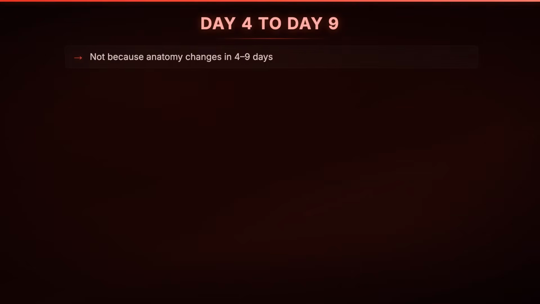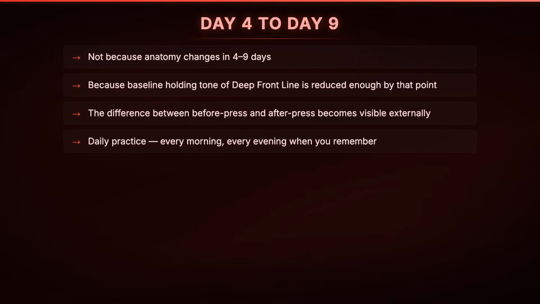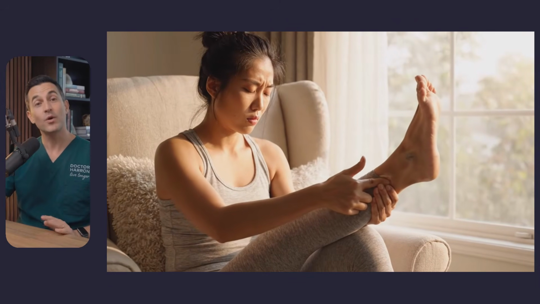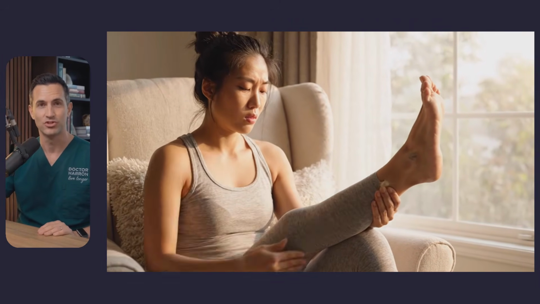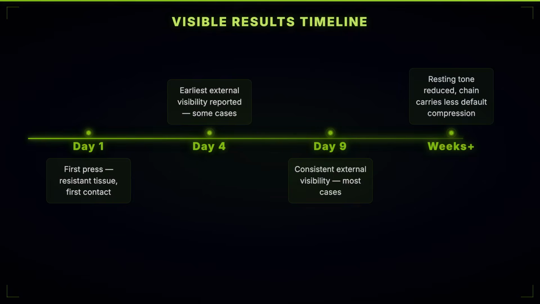In the cases I've tracked, and I want to give you a real number, not a marketing number, the shift that becomes consistently noticeable and that others occasionally comment on typically starts between day 4 and day 9 of daily practice. Not because the anatomy changes in 4 to 9 days, because the baseline holding tone of the deep front line is reduced enough by that point that the difference between morning before press and morning after press becomes visible to outside observers, not just perceptible to yourself. 4 to 9 days, every morning, every evening when you remember.